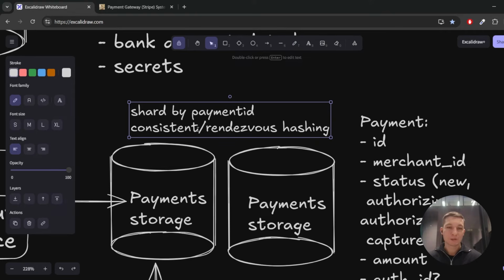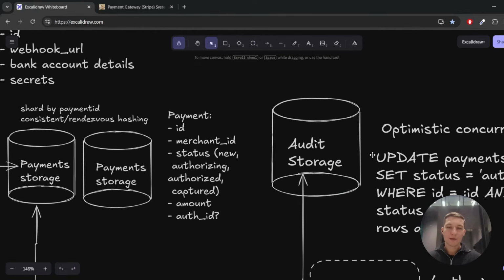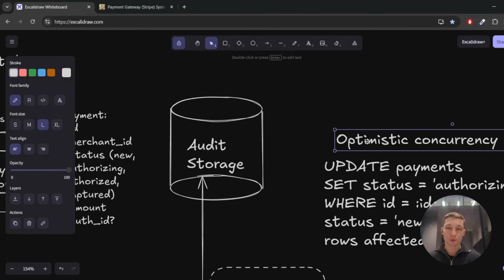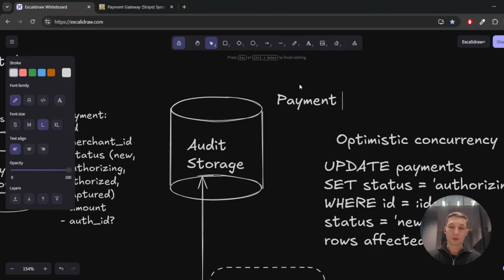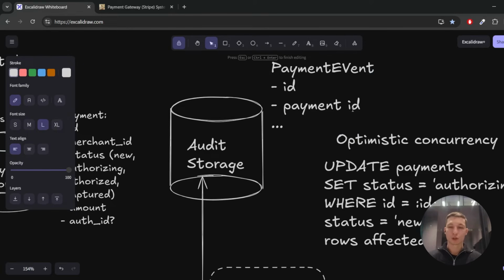Again, for rebalancing, we are going to use consistent or rendezvous hashing, which will ensure very optimized rebalancing in case we want to add a new instance or scale down some of the instances. Now audit storage, exactly the same thing. This storage is going to handle payment events with payment ID on its own. I don't know, some JSON data, whatever.